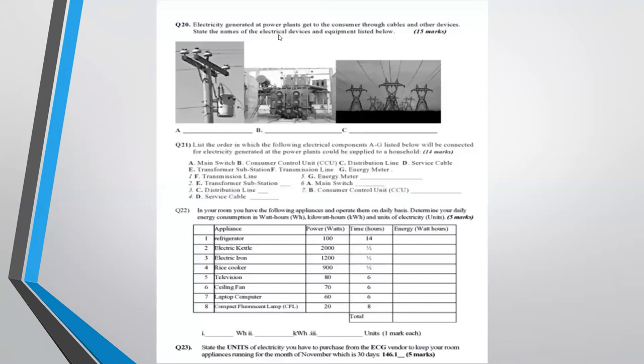My next question is what we are being told to do. Electricity generated at a power plant gets to its consumers through cables and other devices. State the name of these electrical devices and equipment below. So these were the transmission lines I told you about. Sometimes you find them isolated in the forest or some countryside. Don't play with them. They carry power.